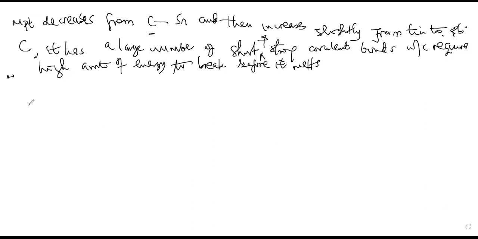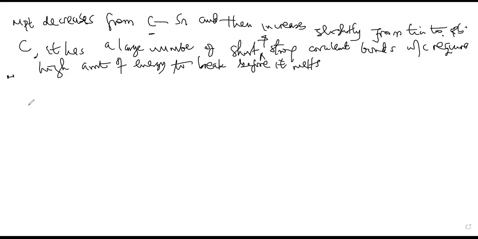And when the atomic radius increases, it means that the electrons are far away from the nucleus, or the nuclear attraction is weak. Now, the bond length will increase as the atomic radius increases. And when the bond length increases, the bond strength decreases. When the bond strength decreases, it means that it requires a lower amount of energy for the covalent bonds in silicon and germanium to be broken.